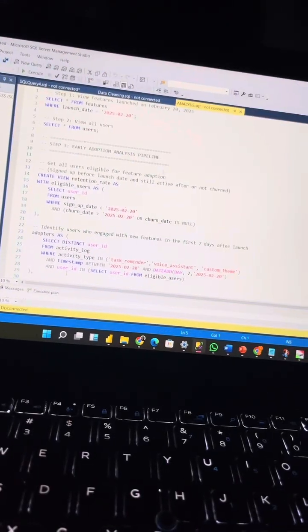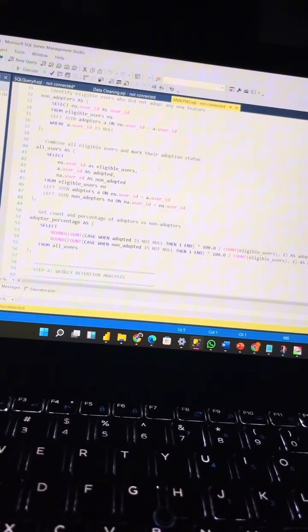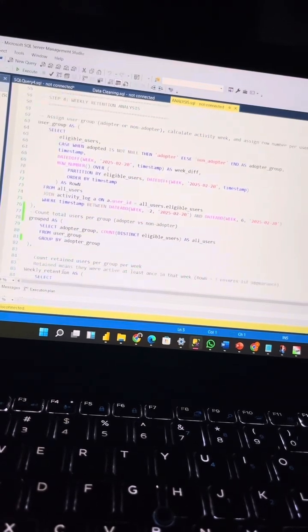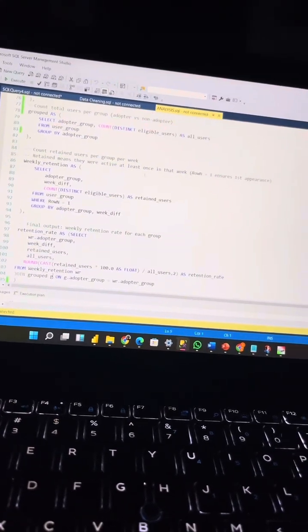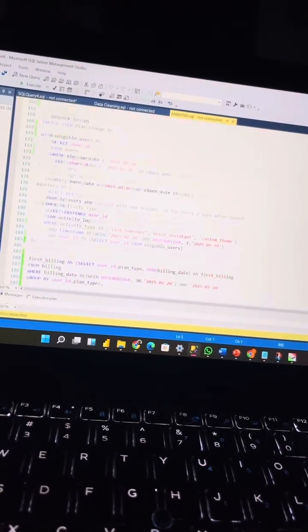The next stage was the analysis stage. This is where we defined the KPIs. This is where we asked what metrics actually mattered: weekly retention, adoption rates, upgrade behavior. We defined all of this, right? So now it actually got serious.